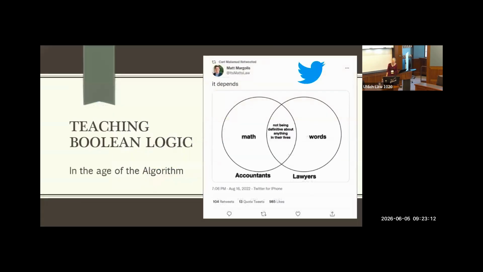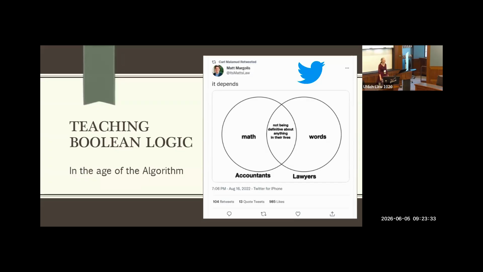Teaching Boolean logic. I love Matt Margolis. I really miss Twitter. I won't say that man's name, but he killed it, and I'm really mad. But this is one of my favorite Venn diagrams. Matt is, I guess, on Bluesky now, so he's a really good follow.